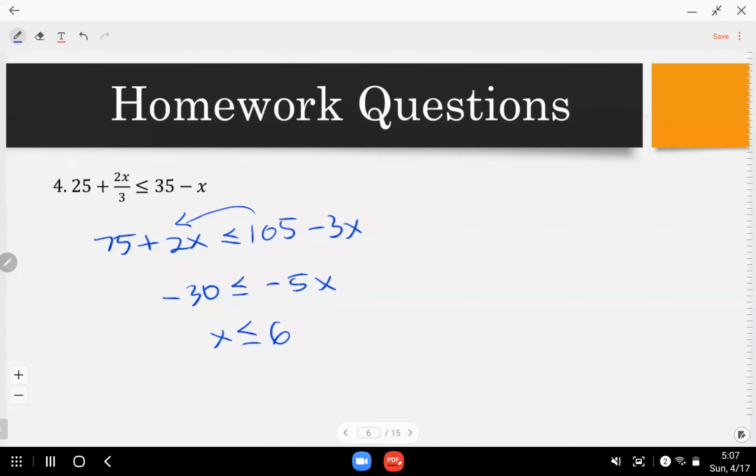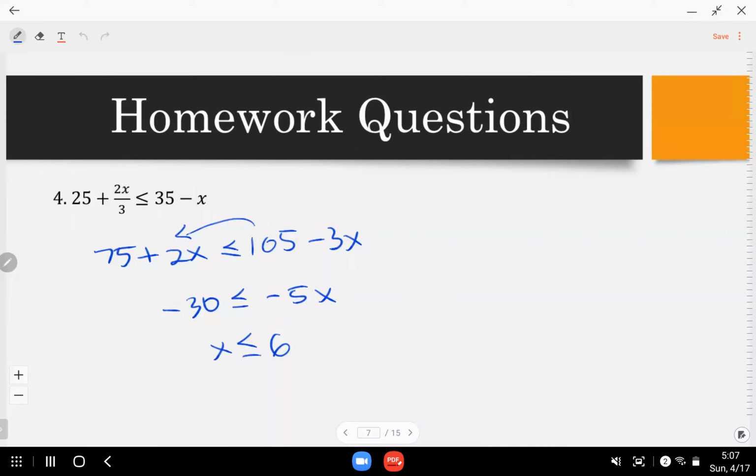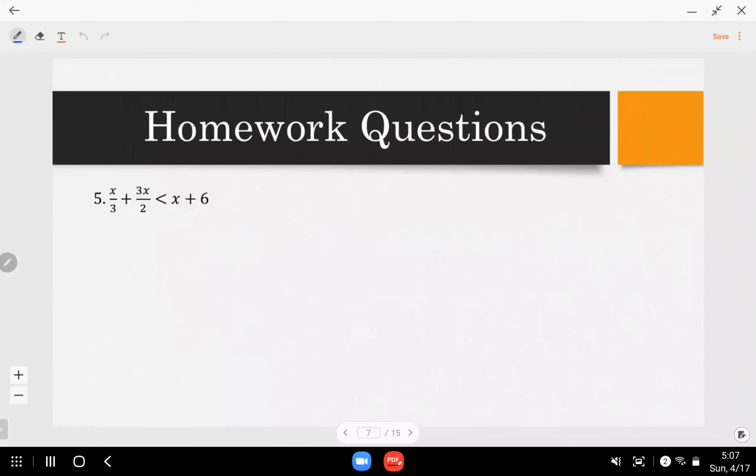And then we have our last one. This one is the hardest. Okay, so we have the 3 and the 2 on the bottom denominator, right? So all you need to do is find the least common multiple of 3 and 2, which is 6, all right? And multiply everything by 6. So both denominators cancel out.